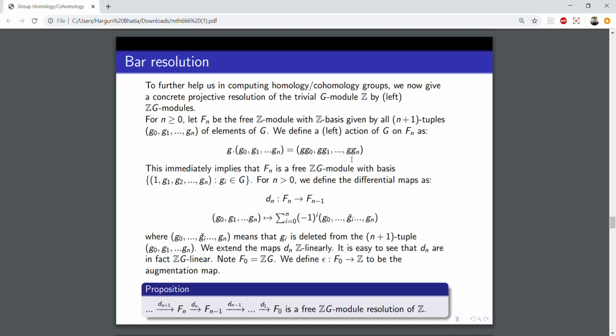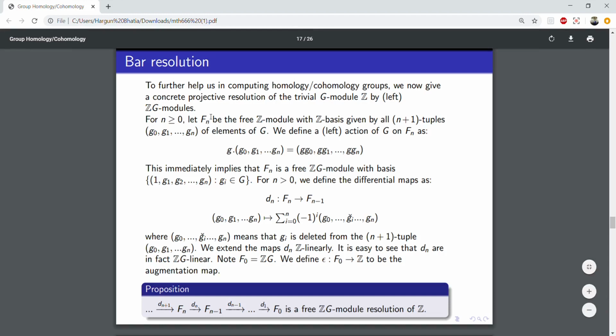So this becomes a G module or a ZG module, and now it's also a free ZG module, because if I take any element as a Z basis, (g0, g1, ..., gn), I can take g0 out and write it as g0 acting on (1, g0 inverse g1, and so on). So basically this tells you this set, (1, g1, g2, ..., gn), with the gi's in G, generates this as a ZG module. So this is a free ZG module. Alright, so we have this collection of free ZG modules Fn indexed by non-negative integers.